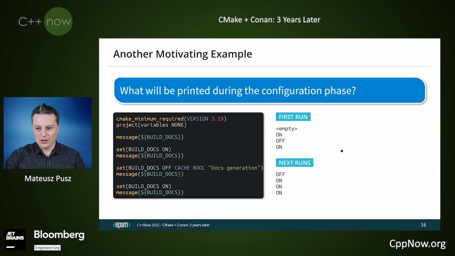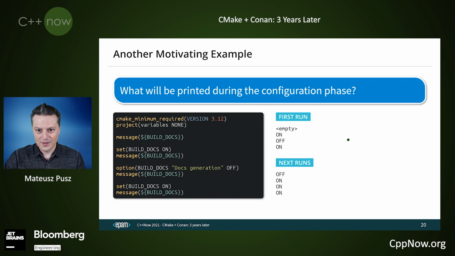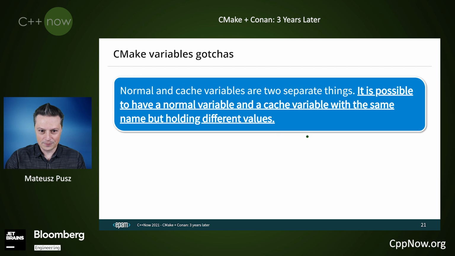And there are of course some variations here, because instead of using set, you can use option. And option looks like a shortcut of the previous case, but actually has different logic in CMake also. During the first run, we'll have empty, on. During the next runs, we'll have exactly the same. And actually, when you change the version of CMake from 3.19 to 3.12, you'll have even different behavior. So as you can see, it's not easy to work with variables in CMake.